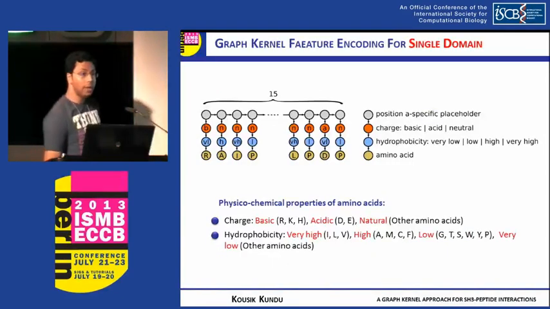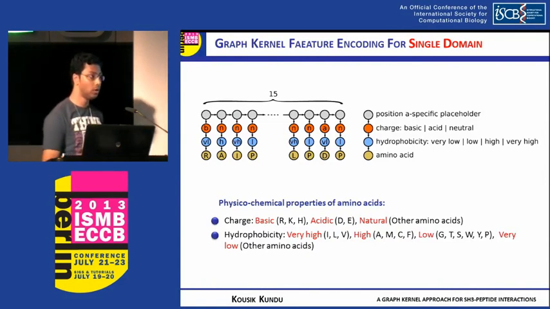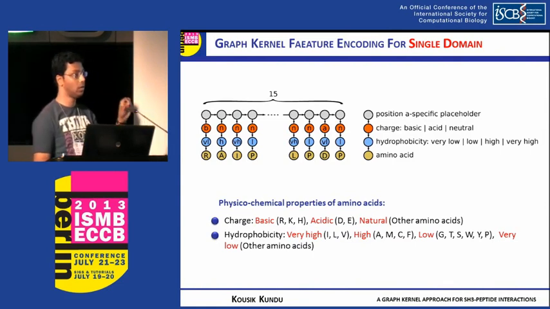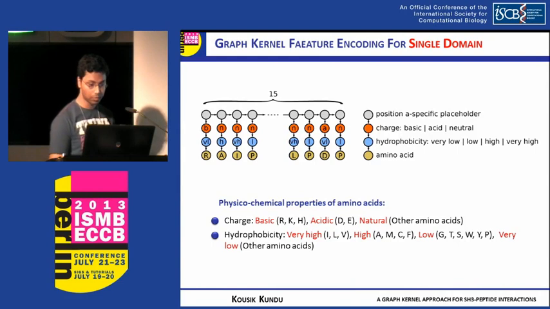We developed two kinds of model: one is the single domain model and one is the multiple domain model. For the single domain model, we developed a model for each SH3 domain. We have studied 70 SH3 domains, so for the single domain model, we developed 70 SH3 models.